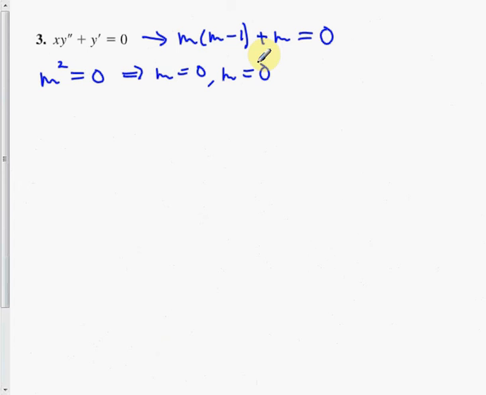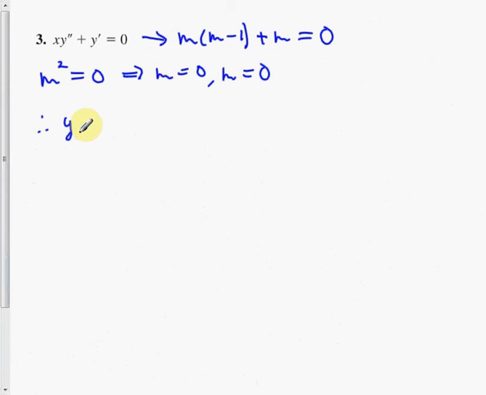So if you take this one, if you want to use my shortcut, we can. So this is m times m minus 1 plus m is equal to 0. If it's the first derivative, replace that with m. If it's the second derivative, it's m times m minus 1. So you simplify that, and that's m squared is equal to 0. So I have m equal to 0, m equal to 0.